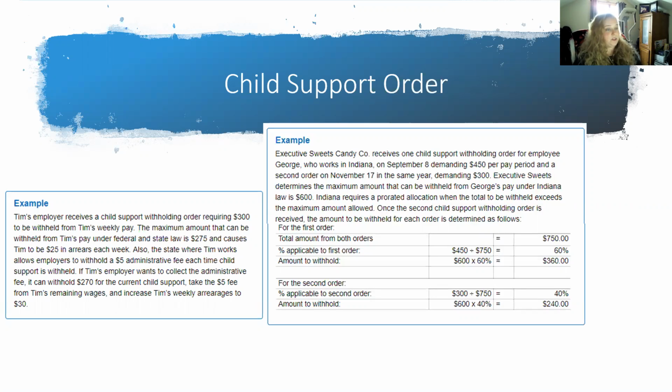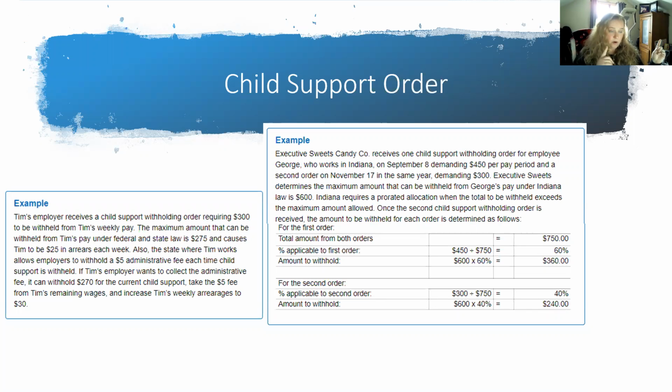So another example, this one's about allocating among multiple orders. Executive Suites Candy receives one child support withholding order for employee George, who works in Indiana, on September 8th, demanding $450 per pay period, and a second order on November 17th in the same year, demanding $300. Executive Suites determines the maximum amount that can be withheld from George's pay under Indiana law is $600. Indiana requires a prorated allocation when the total to be withheld exceeds the maximum amount allowed. Once the second child support order is received, the amount to be withheld for each order is determined as follows.